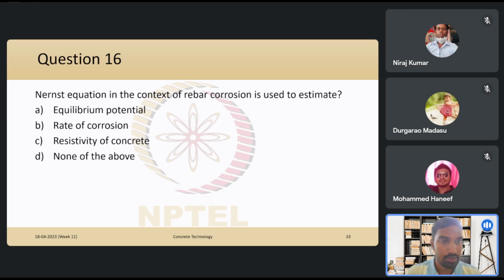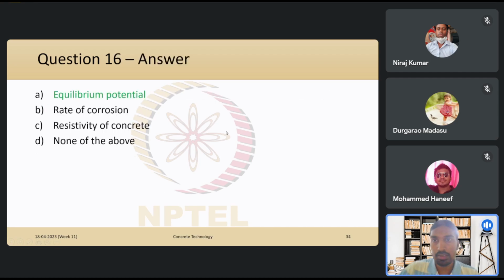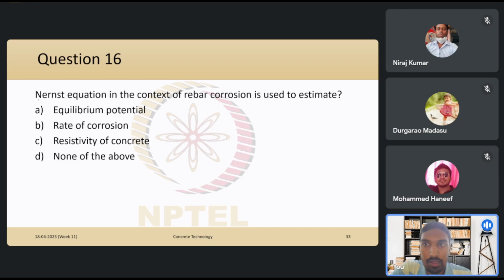Alright, so let's take a look at the answer. The right option is option A. It is for determining the equilibrium potential, right? So when did we look at the Nernst equation? It was when we were discussing the potential or the corrosion potential. The rate of corrosion depends on the corrosion kinetics. And here we are talking about rebar corrosion and not the resistivity of concrete.